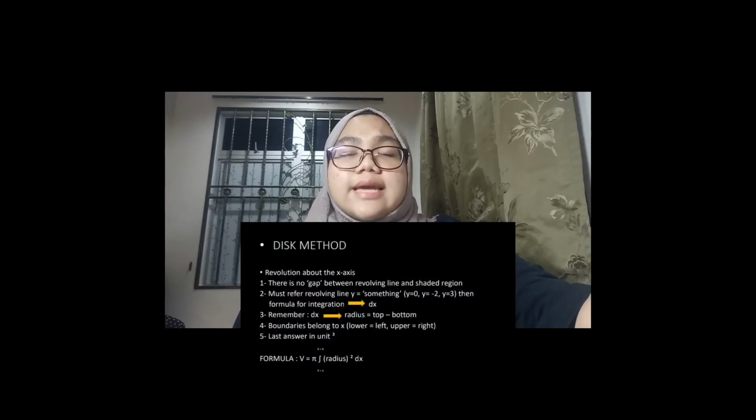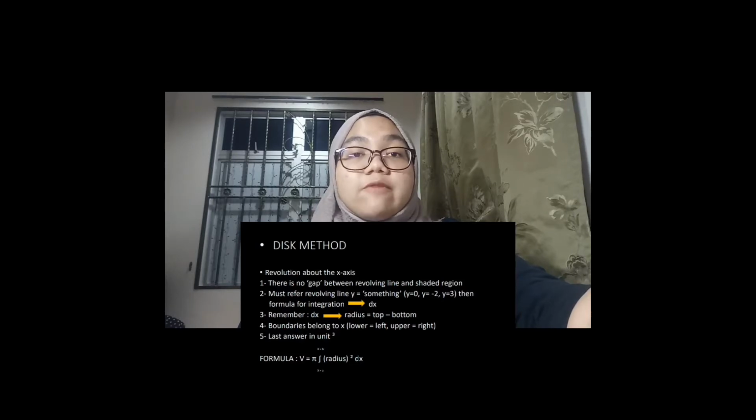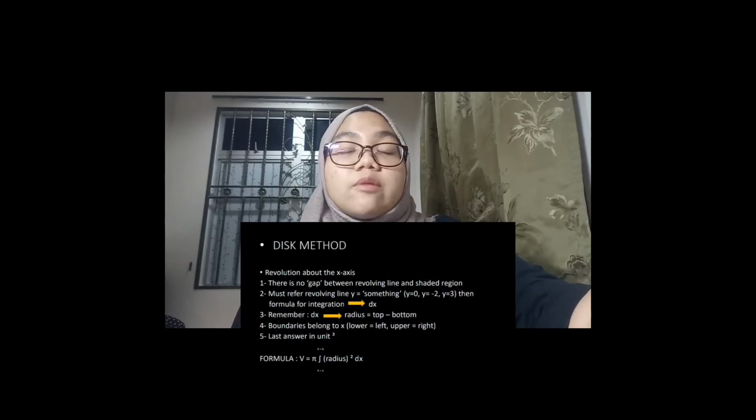For dx, it is a revolution about the x-axis. We must know that there is no gap between the shaded region and the revolving line. We also must refer to the revolving line, because it may have some value on it, and we need to know the formula for the integration, whether it is dx or dy. In this formula, we need to know the radius value, which is the top and bottom. We can get the top value and the bottom value from the question.